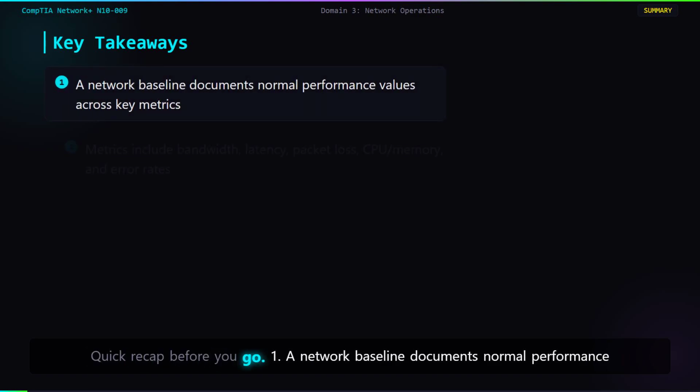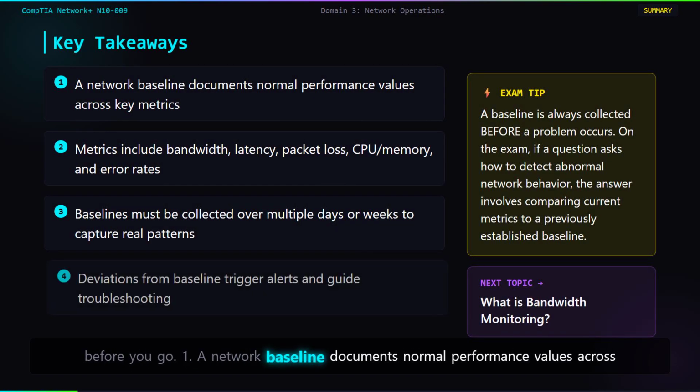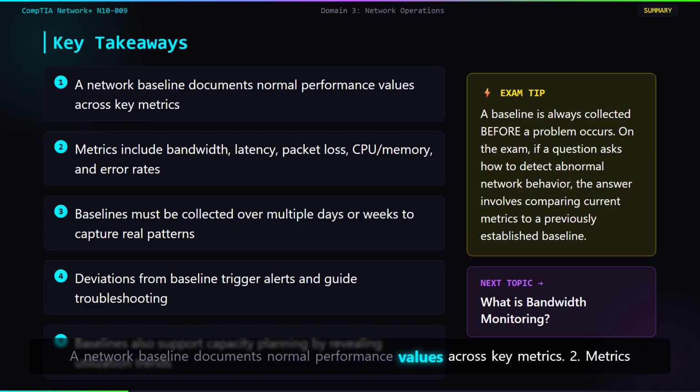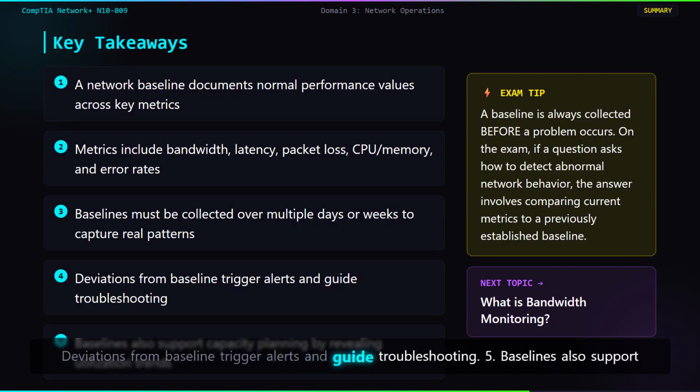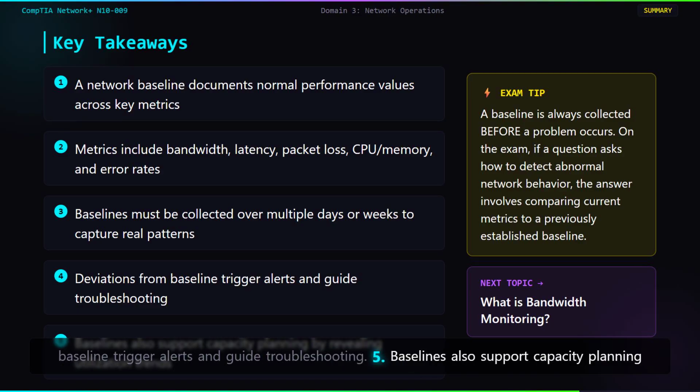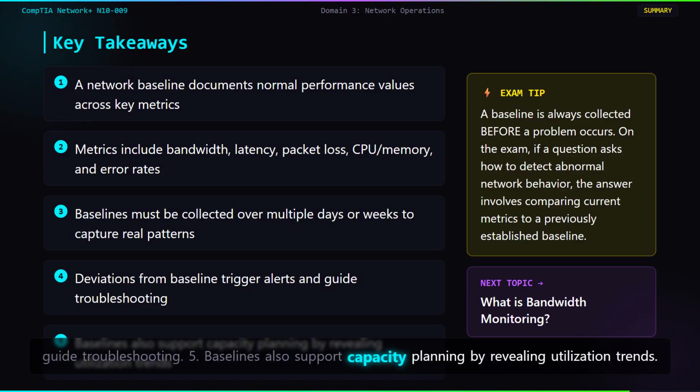Quick recap before you go. 1. A network baseline documents normal performance values across key metrics. 2. Metrics include bandwidth, latency, packet loss, CPU and memory, and error rates. 3. Baselines must be collected over multiple days or weeks to capture real patterns. 4. Deviations from baseline trigger alerts and guide troubleshooting. 5. Baselines also support capacity planning by revealing utilization trends.